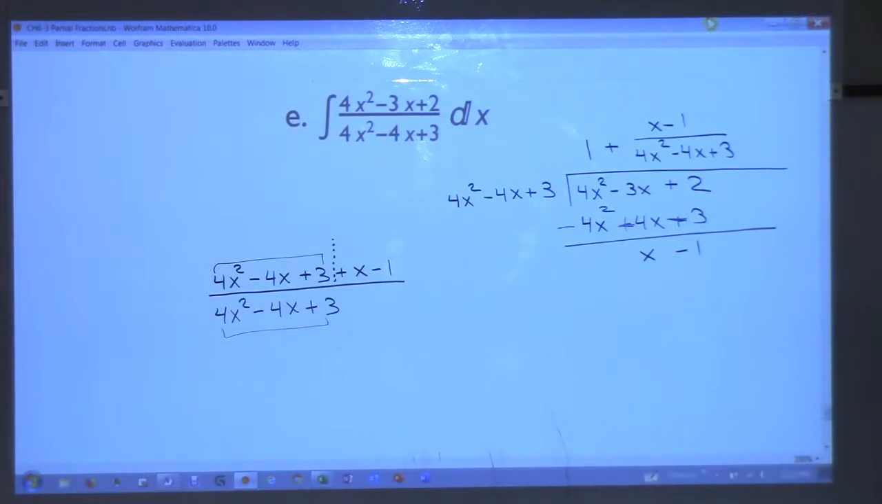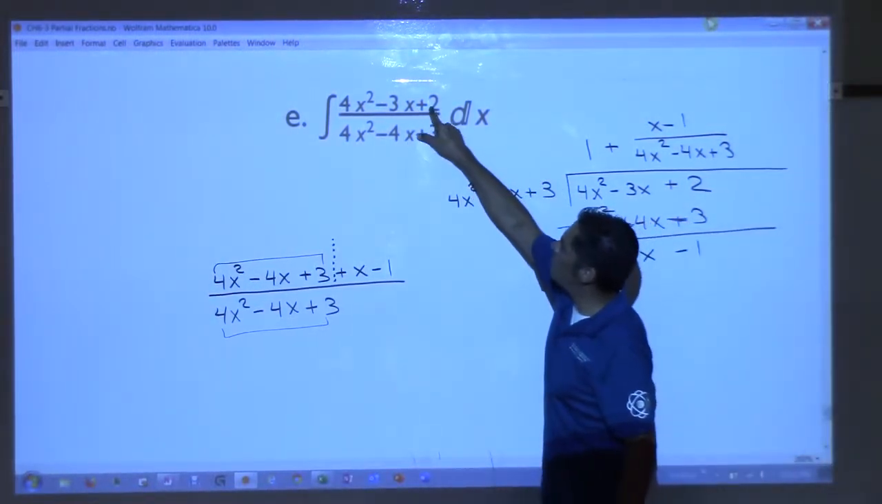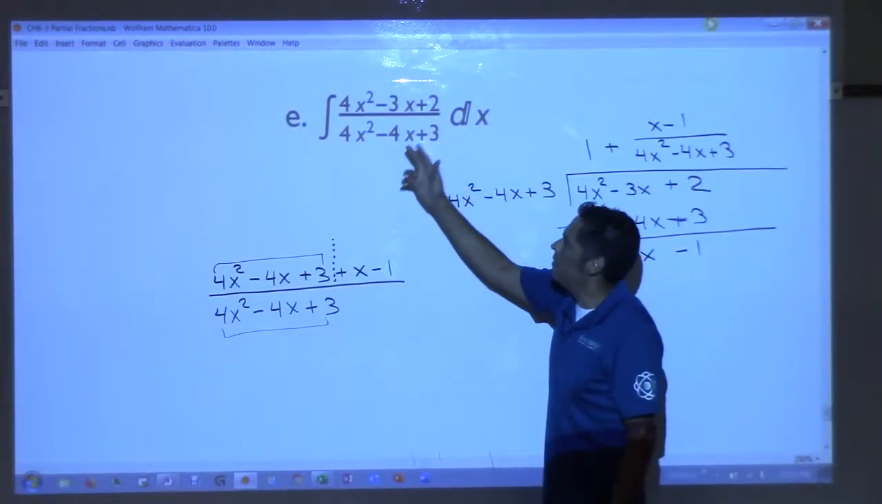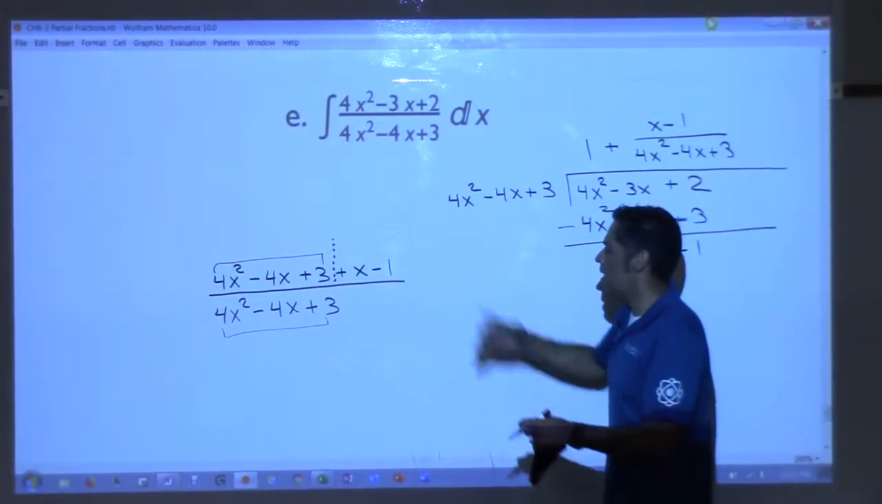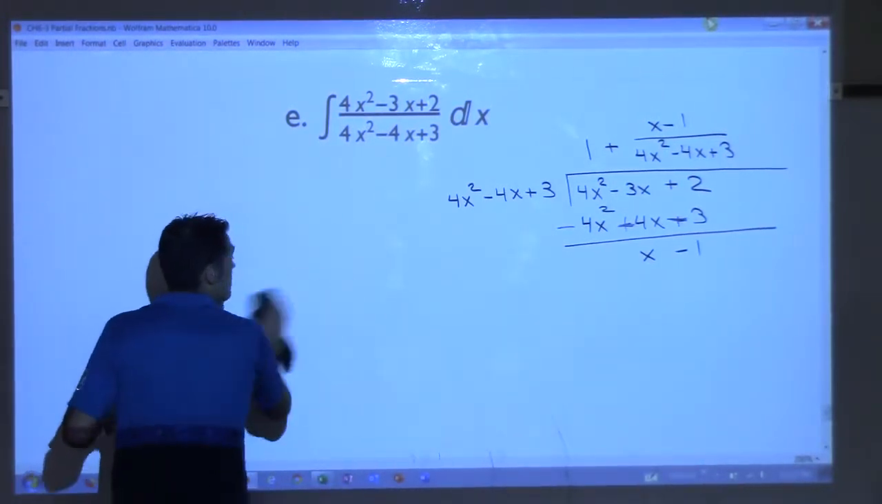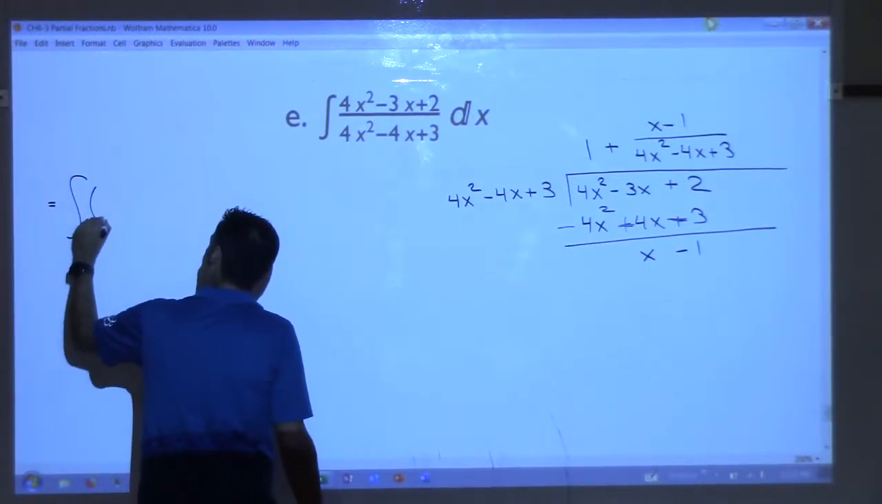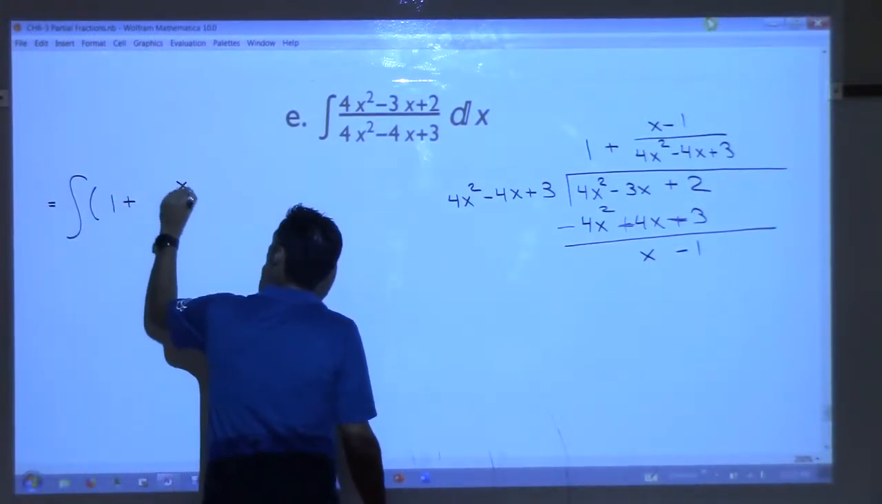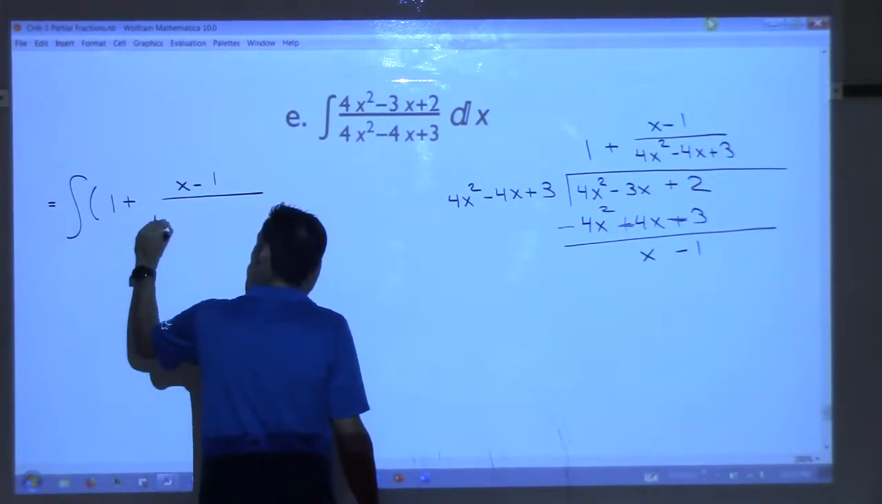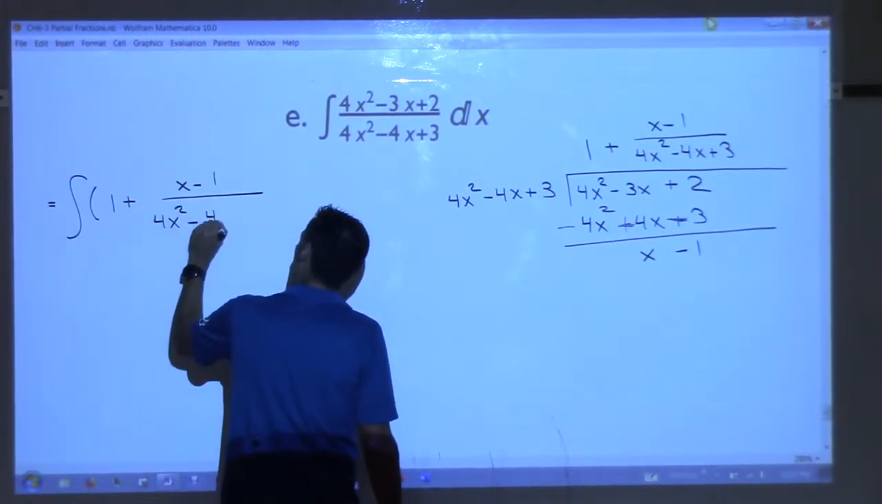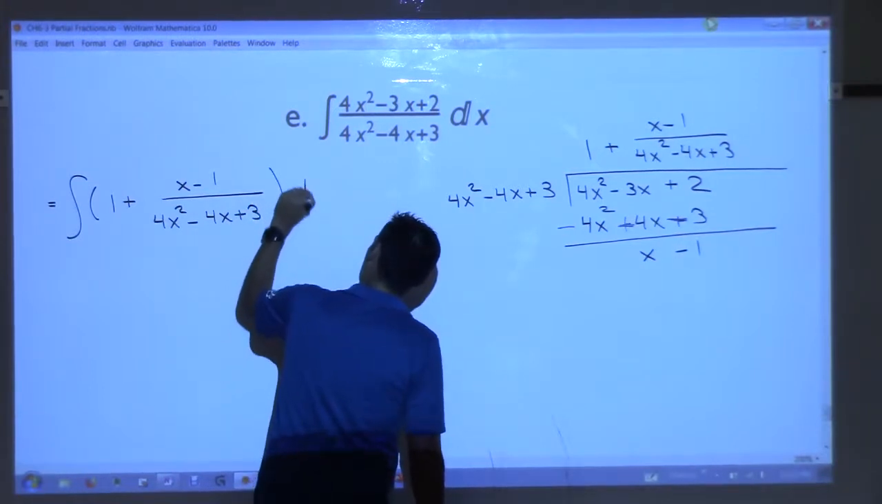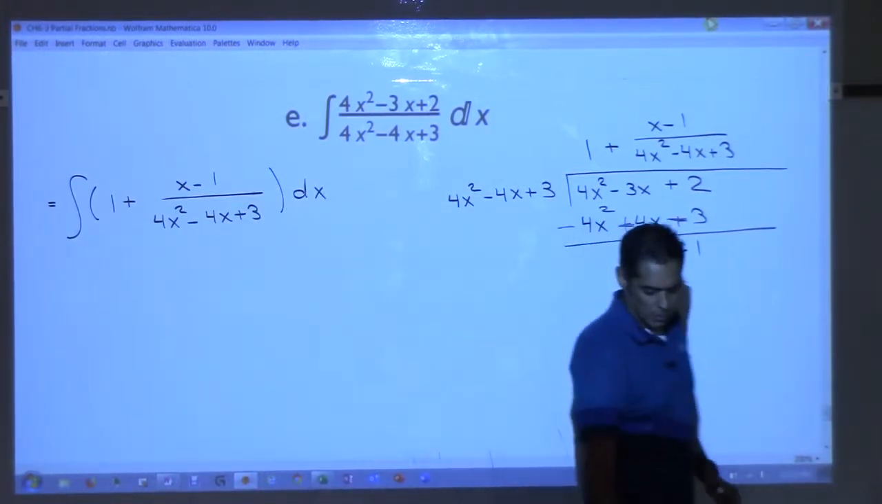Yeah, we have to have a lot of things work out right for us, but seeing that the 4x squareds were the same, the first thing I was thinking was, wow, if this was minus 4x plus 3, then I'd be happy. But, so I make it happen. Okay, whatever. We're all at the same spot. Doesn't matter. Here we go. So now we want to do the integral of 1 plus x minus 1 over 4x squared minus 4x plus 3 dx. We've reached a critical junction.